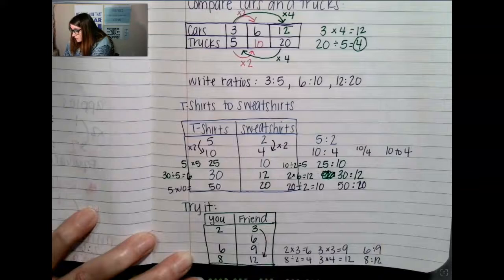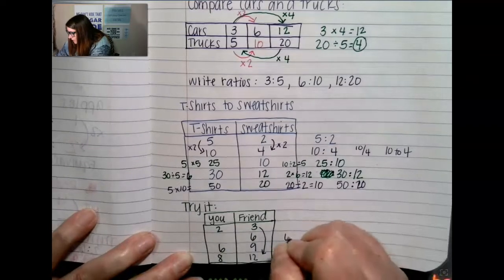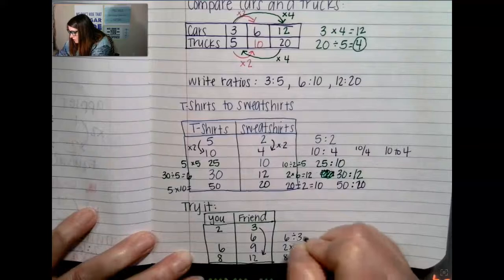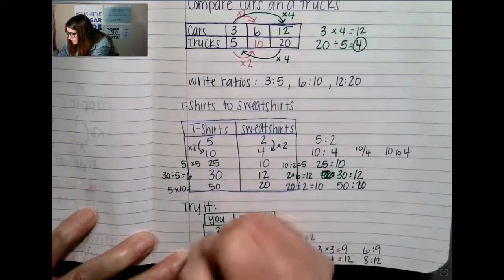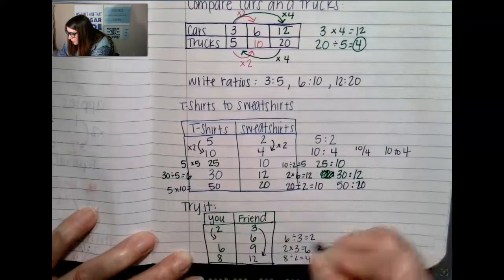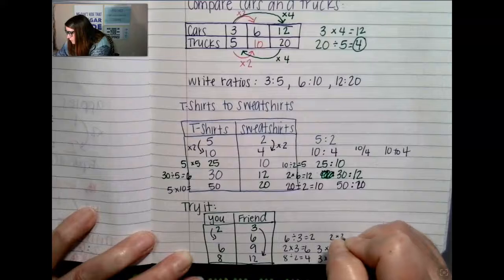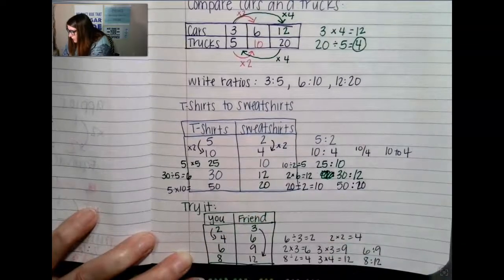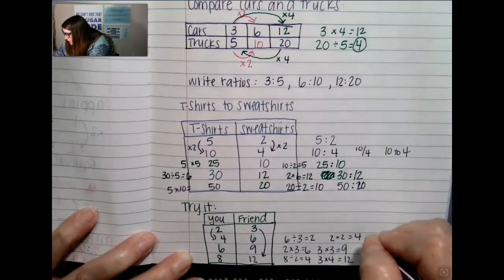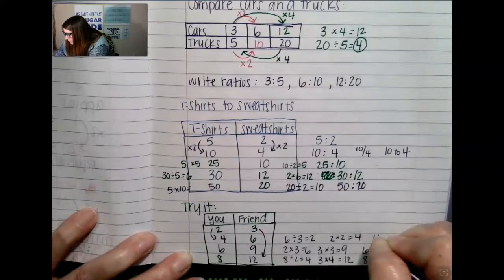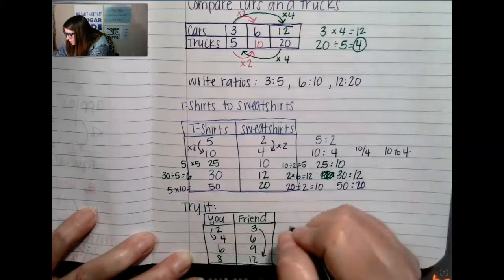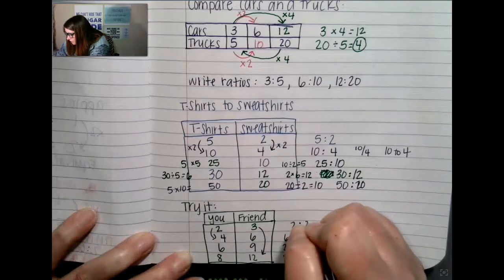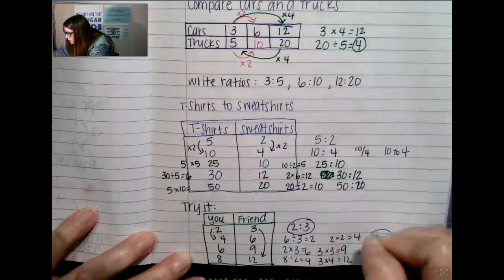So now I need to know, how did I get from 3 to 6? Well, I can do 6 divided by 3, and that gives me 2. So to get from here to here, I need to go 2 times 2, and that gives me 4. So my ratio here is 4 to 6, and this one is 2 to 3. So here's my ratios right here.